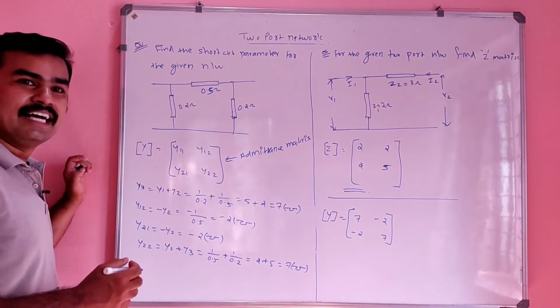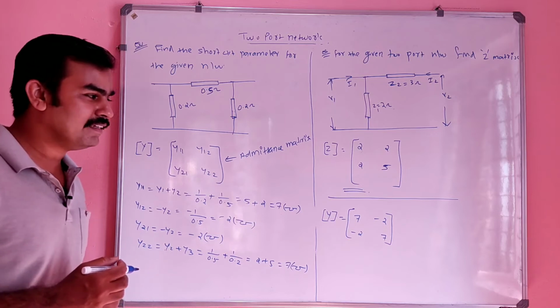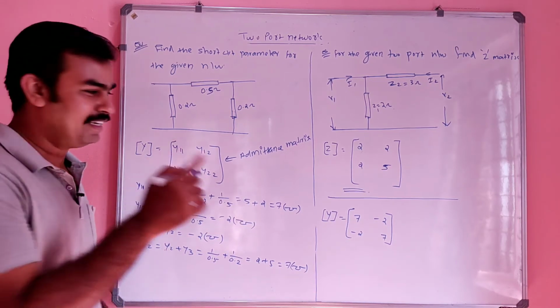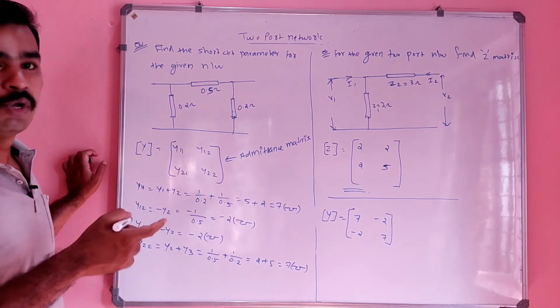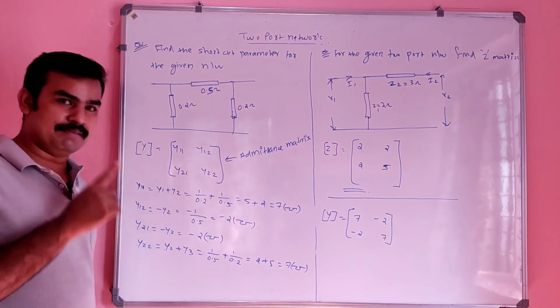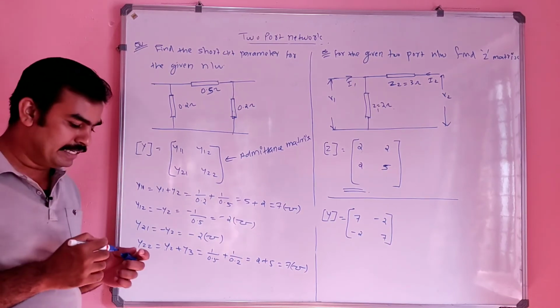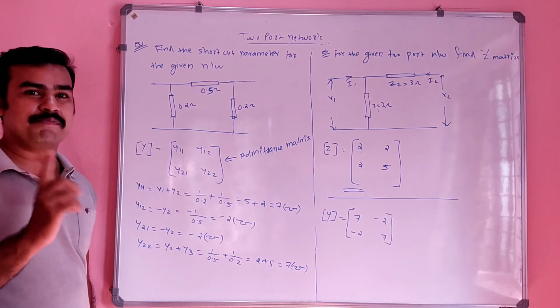So this is a symmetrical matrix, right? A equals D, no? Here also, right? If it is in ABCD, we can say that it is a symmetric network. Only in ABCD can we say it is symmetric. In the previous problem also, if you have a Z matrix, we can't say whether symmetry or reciprocity is there.